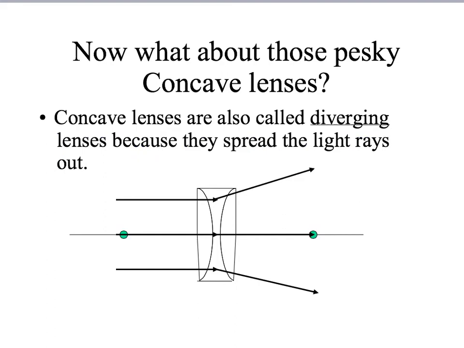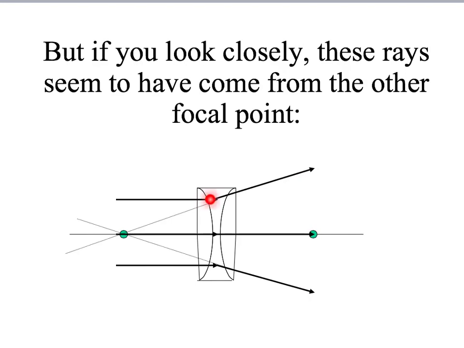Okay, so concave lenses. Concave lenses act like convex mirrors. They're very similar to each other. They're called diverging lenses because when the light rays come in, it actually spreads out those light rays, so they diverge from each other. They go away from each other. But they seem to meet up back here at this focal point. So this is our focal point for a diverging lens or a concave lens.